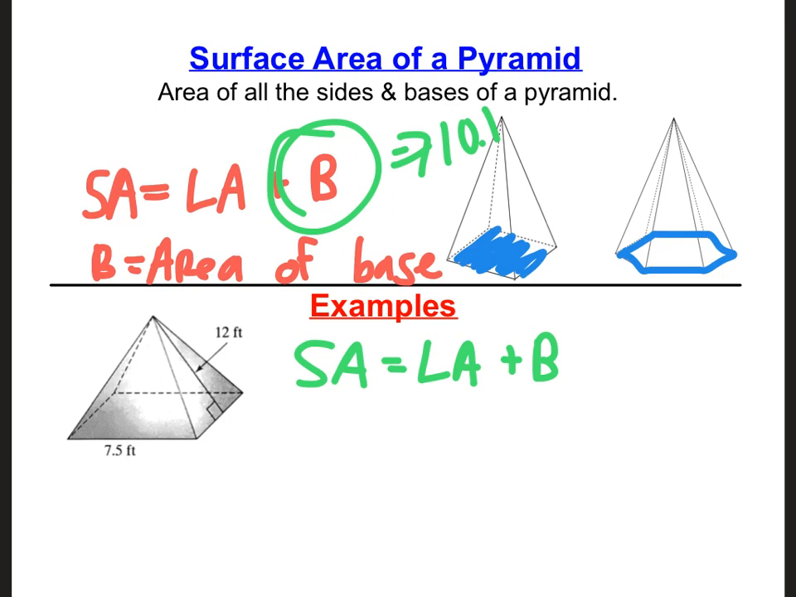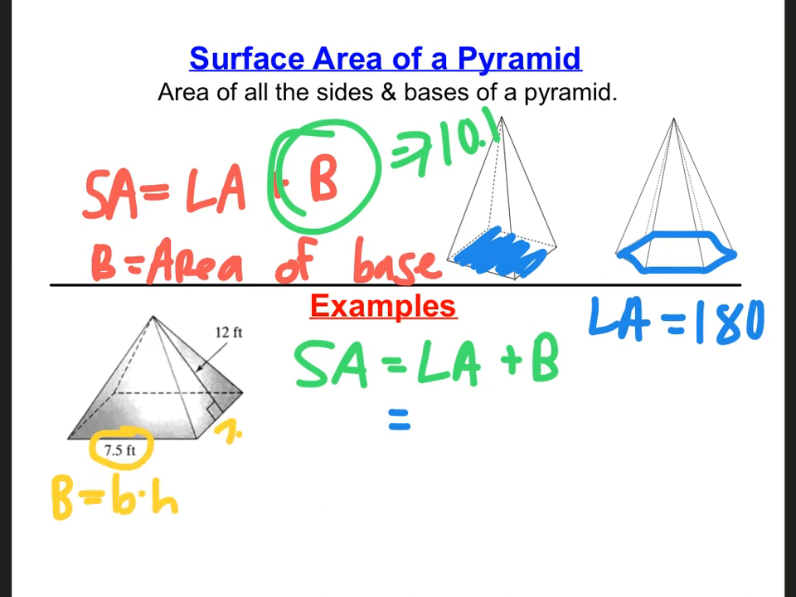We already have our lateral area. We got it in the last slide. So I know LA equals 180. And we need to find the area of the base. Let's do that down here. Again, in this case, my base is a square. So my formula is going to be base times height. Notice one side is 7.5, the other will also be 7.5. So we're going to do 7.5 times 7.5 to find the area of the base. And when I do that, I get 56.25.